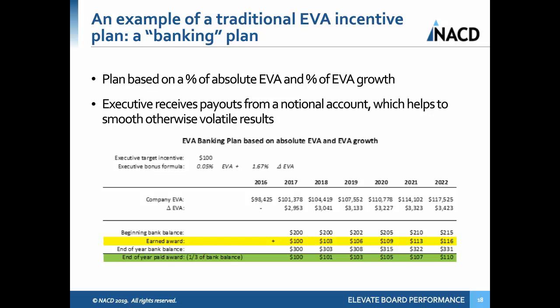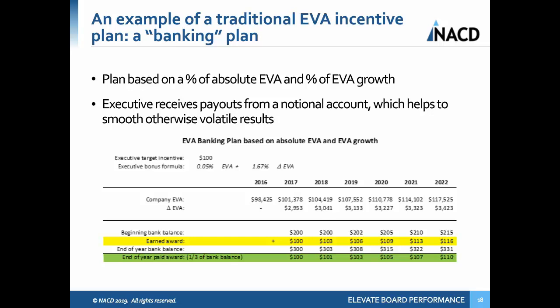In this example on this page, you can see that the company's EVA over several years is actually fairly stable and growing. In fact, there's just a constant G applying to these numbers, and the change in EVA is growing slightly each year as well. And you can see that the resulting incentive payments, the green line, are fairly close to the earned award on an annual basis for the two EVA metrics that we're using.